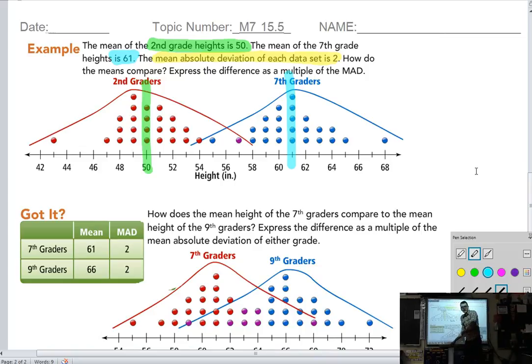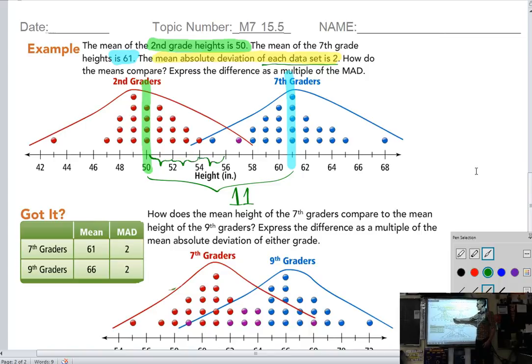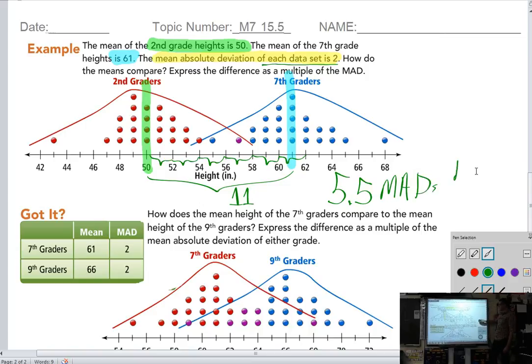So how many mean absolute deviations are there between the averages? Well, we know each has a mean absolute deviation of 2. So what is the distance between these? From 61 to 50, Ozzy? It's 11. So if we want to talk about how many mean absolute deviations, well, the deviation between their means is 11. How many average deviations is that? If each deviation is 2, here's a deviation, here's a deviation, here's a deviation, here's a deviation, here's a deviation. 5.5. So we've got 5.5 MADs between.